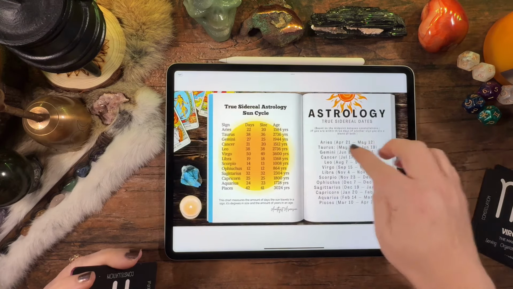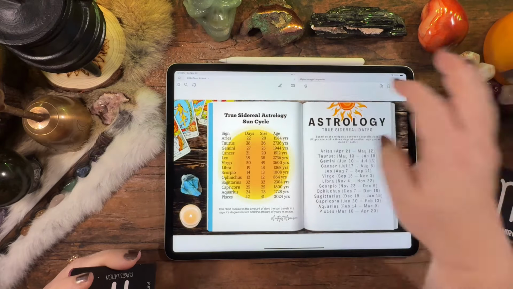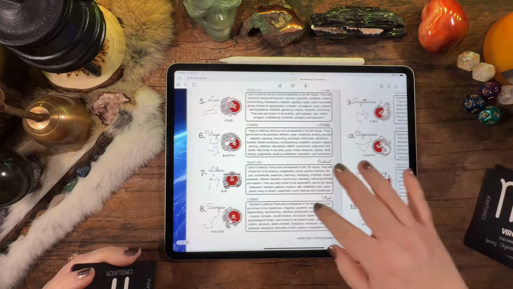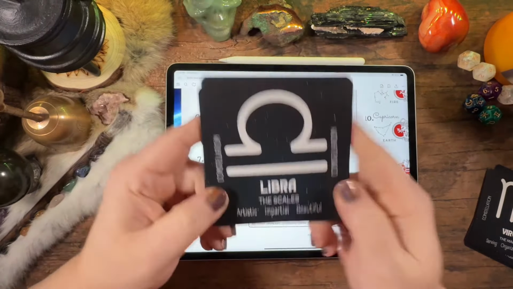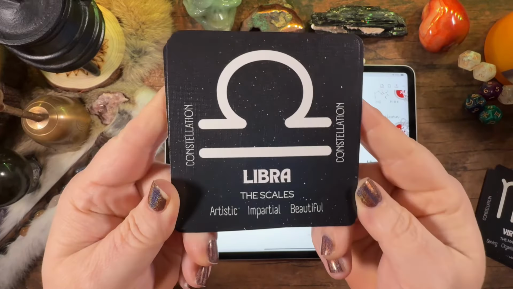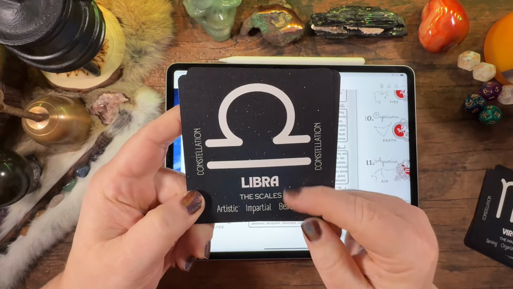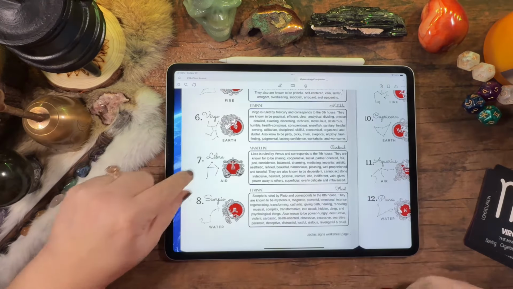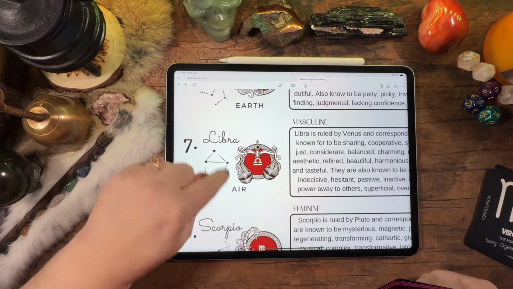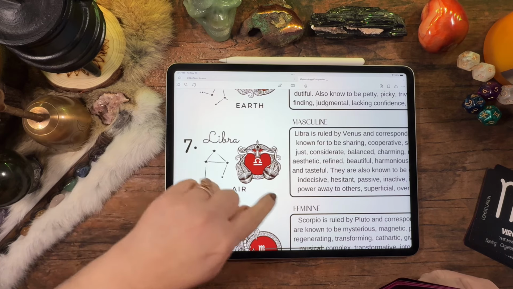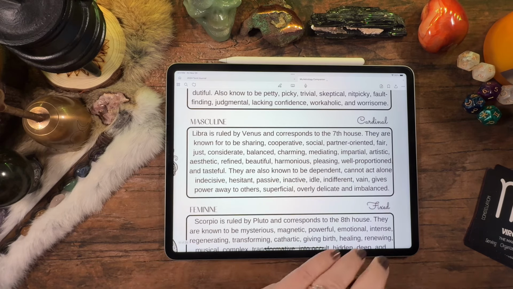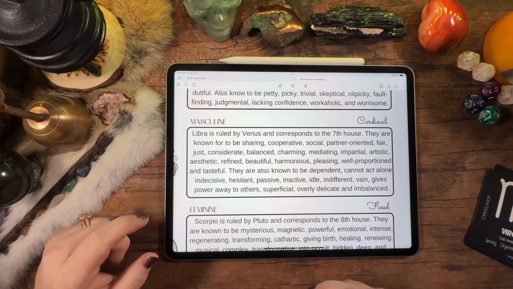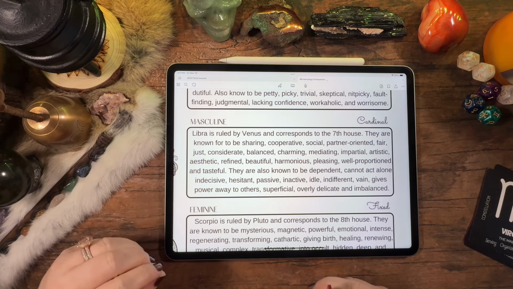So now we go to the next one, which is Libra. This is what it looks like, the Alpha Omega. It's the scales: artistic, impartial, beautiful. So that's what the constellation looks like in the sky. Libra is ruled by Venus, and it's also considered cardinal, so it is the beginning of a season. Libra corresponds to the 7th house.